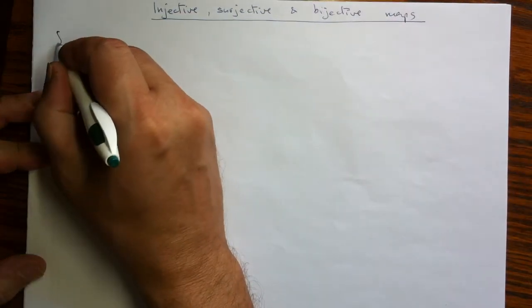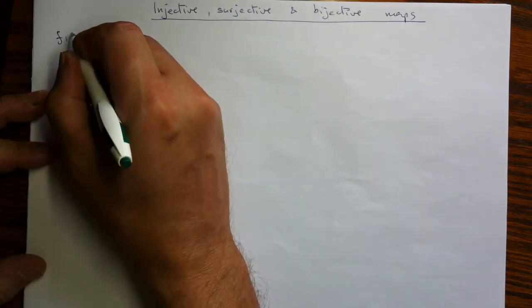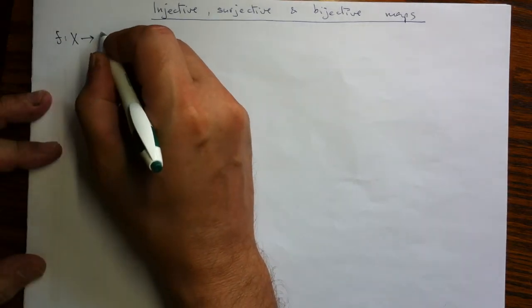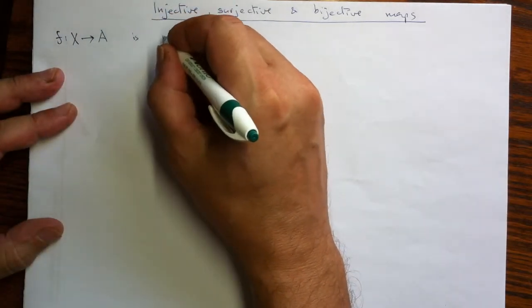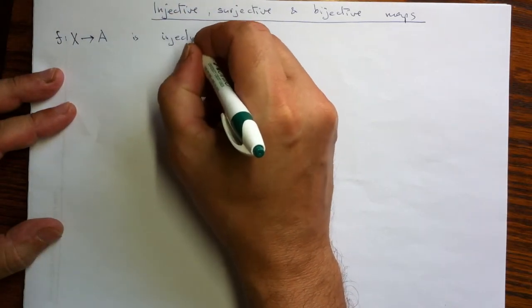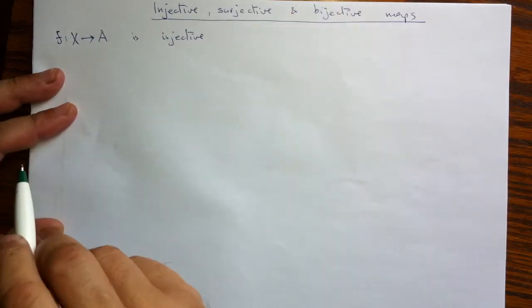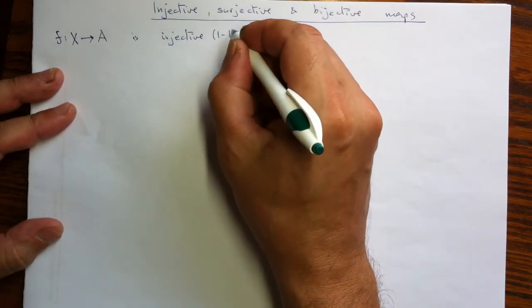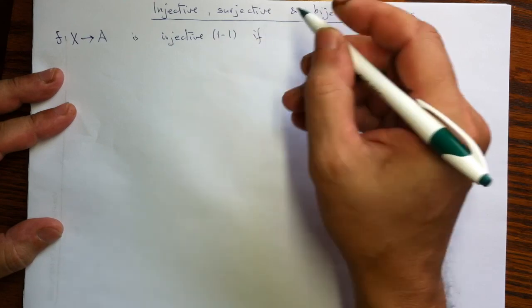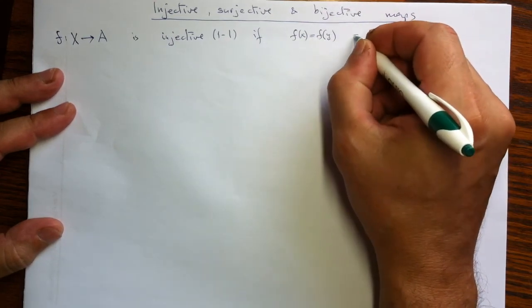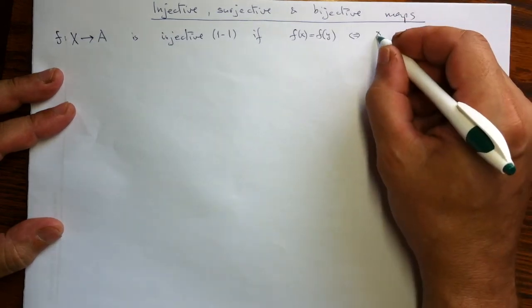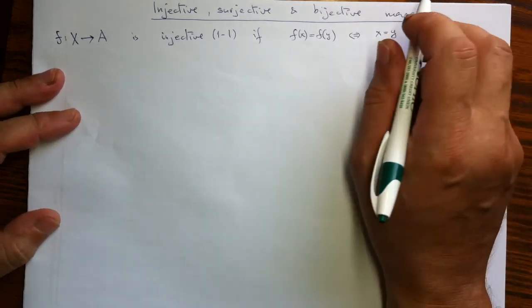So here's a definition. Let's take a map between two sets, or a function, and call it injective, or one-to-one, if the values coincide if and only if the inputs are the same.